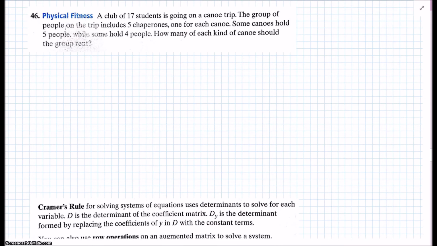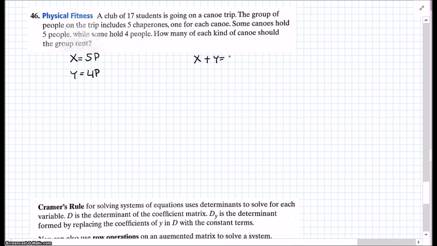Well, we know there's 2 types of canoes. X equals the 5-person canoe. We'll make Y equal the 4-person canoe. We know there's 5 chaperones and each one's on their own canoe, so we know there's going to be 5 canoes. So X plus Y equals 5.